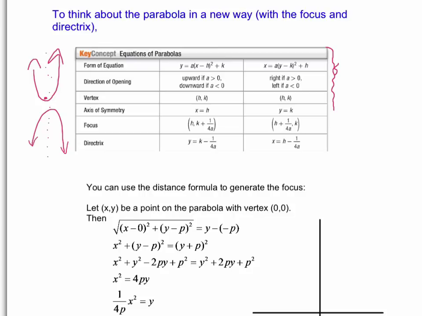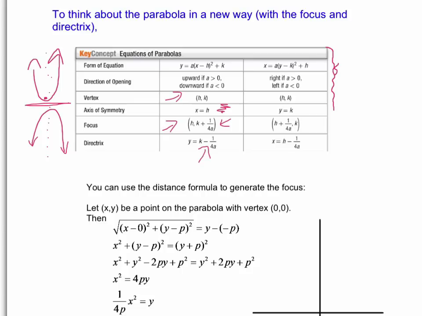You can see that over here. The axis of symmetry goes with h. In this, the focus is h, the vertex is h, the x-coordinate is always h. And the focus moves up by 1 over 4a. The directrix, that line that's down here on a regular parabola, or up there on an upside-down parabola, has this for its equation. Again, it's the y value that has changed, so it's all in terms of y.